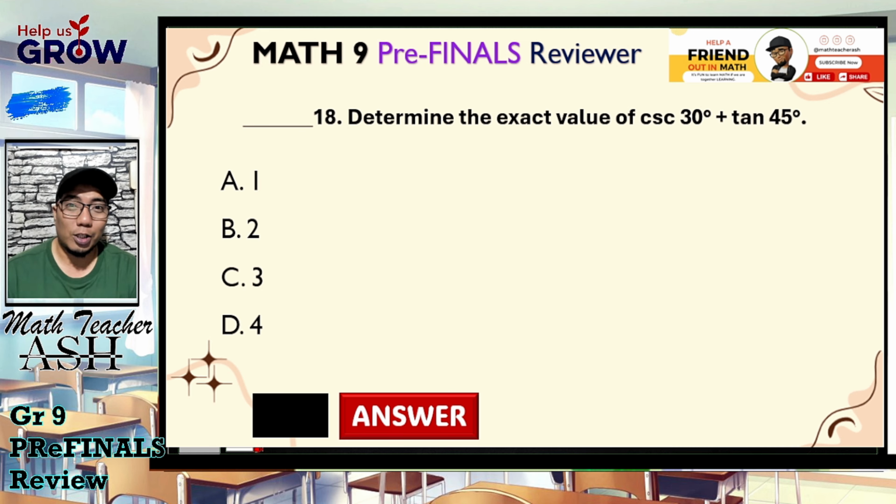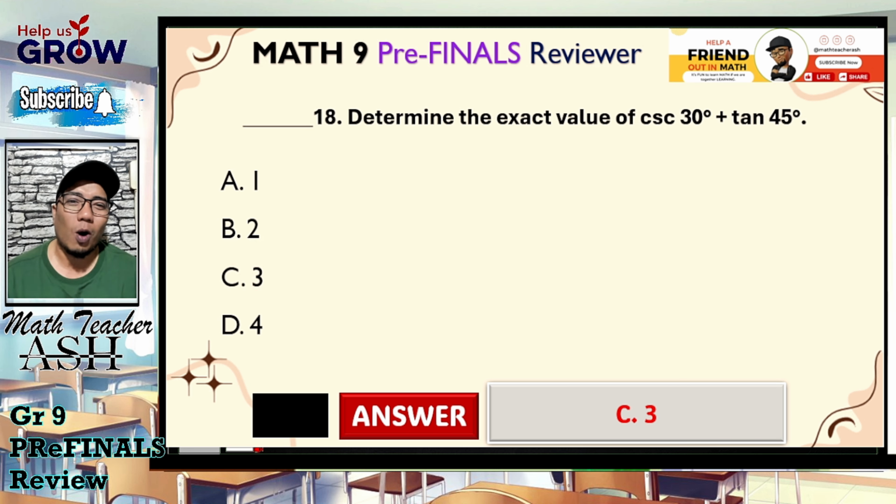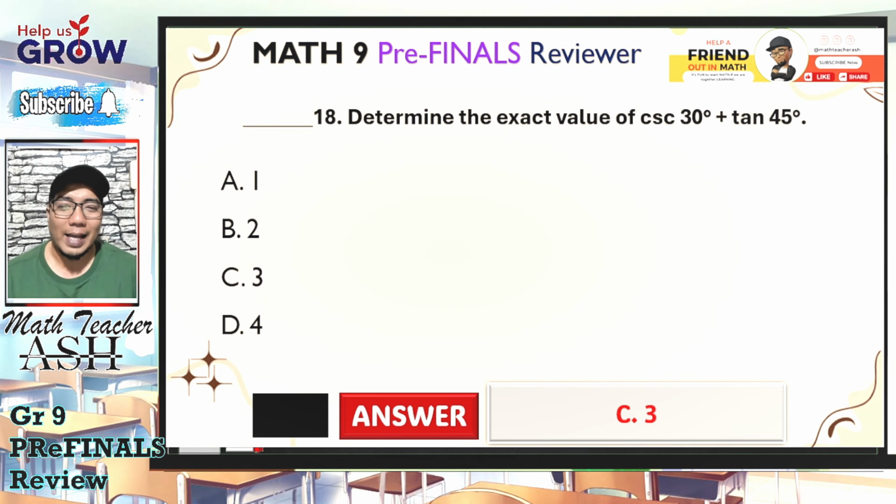Alright, my dear math learners, we already understood earlier the values of cosecant 30 and tangent 45. Tangent 45 is equal to 1, while cosecant 30 is equal to 2. So, therefore, 2 plus 1, the answer is 3. Letter C. Let's check whether we are correct. Easy, right? I hope, my dear math learners, you got that one. Now, let us go to question number 19.